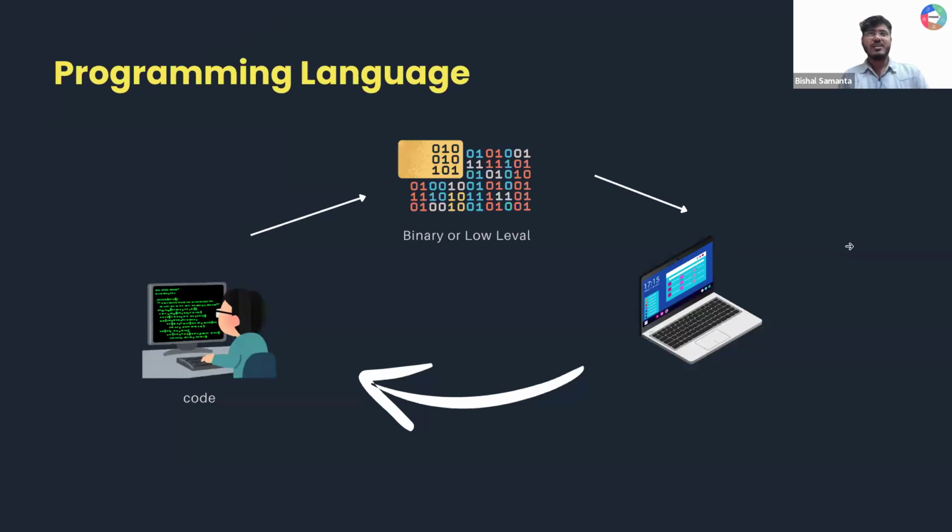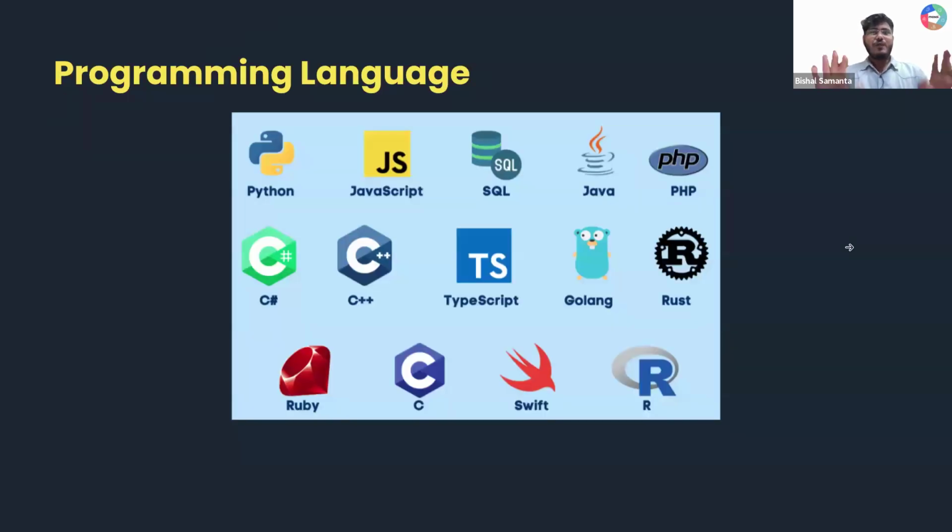Okay, cool, great. Now I want all of you to think and see this image. There are many programming languages. It's not about only JavaScript. There are Python, SQL, which is the programming language for your database. I already told there are Java, PHP, C Sharp, C++, TypeScript, Golang, Rust, Ruby, C language, Swift, and R. There are many such programming languages, right? But in this course, we'll be learning about JavaScript.